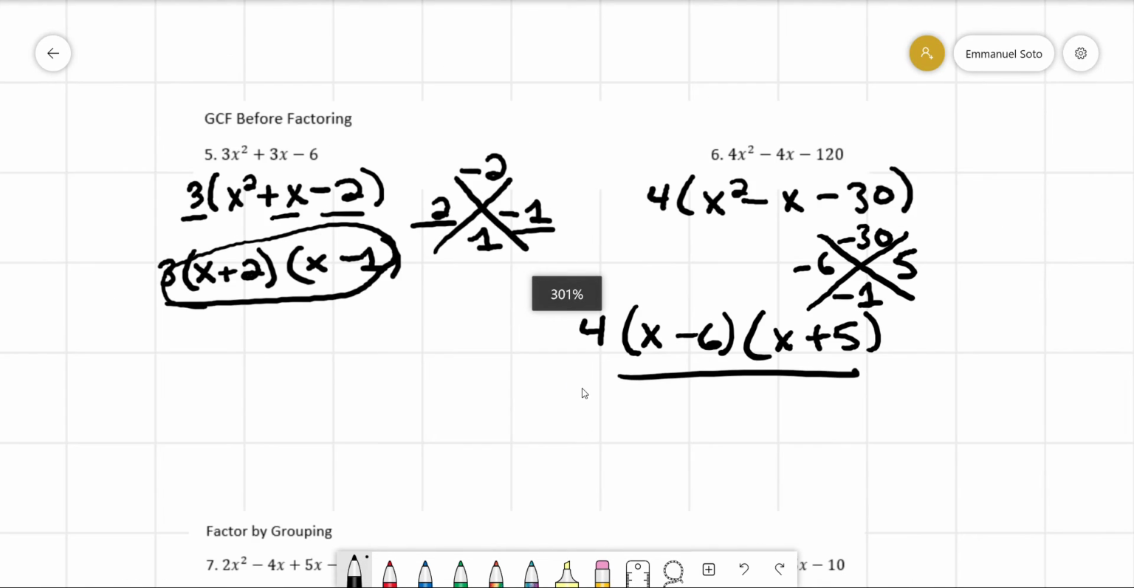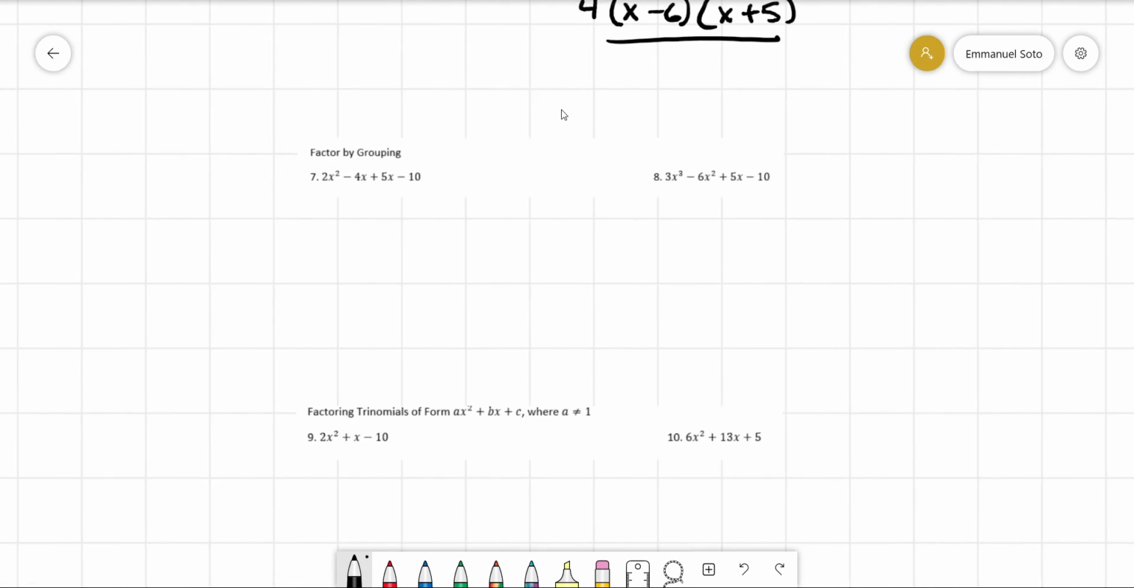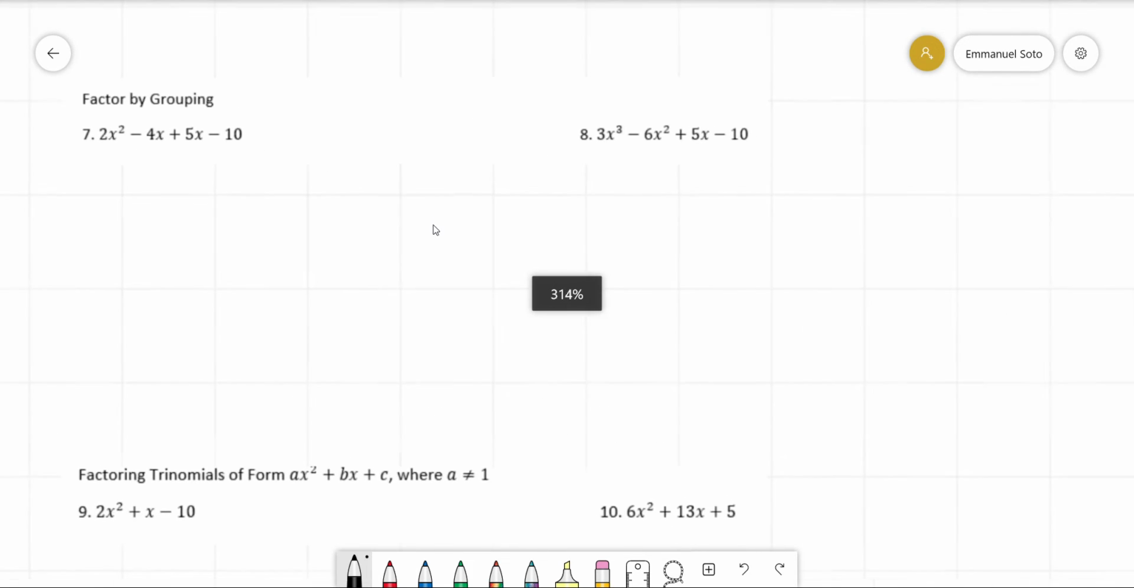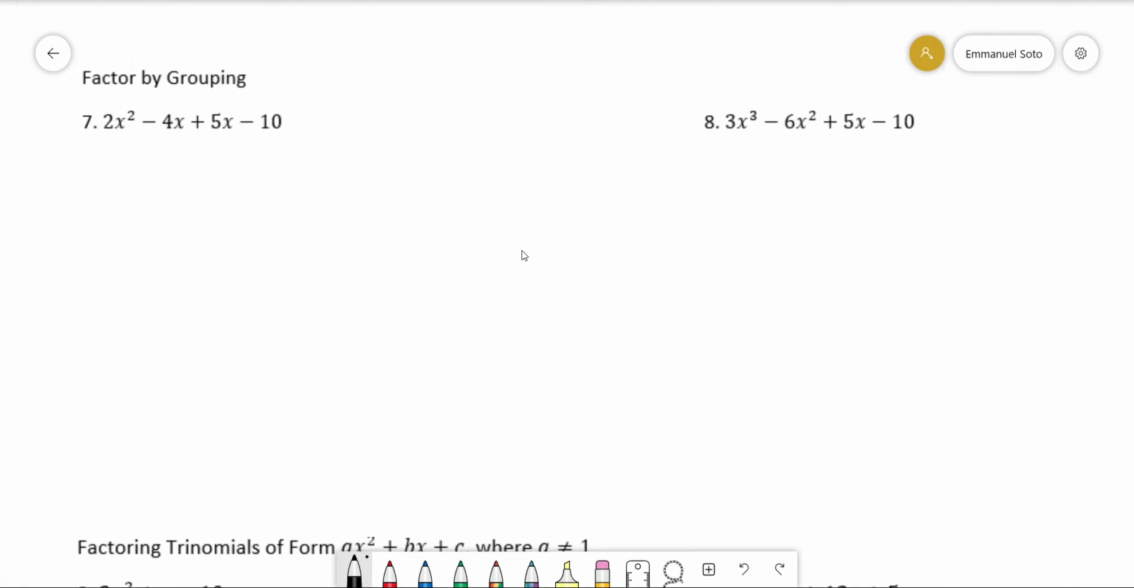So now we're going to go ahead and move on to factoring by grouping. So in this example, we have multiple terms. We generally have 4 terms, okay? So you want to look out for things where you have 4 terms. In this case, you want to basically put a parentheses around each set of 2 terms.